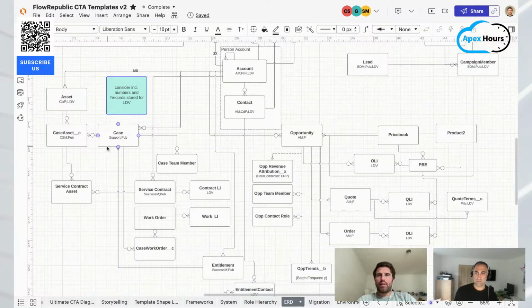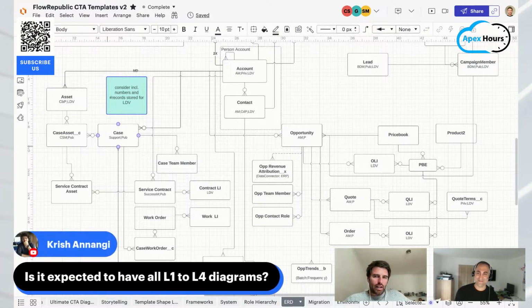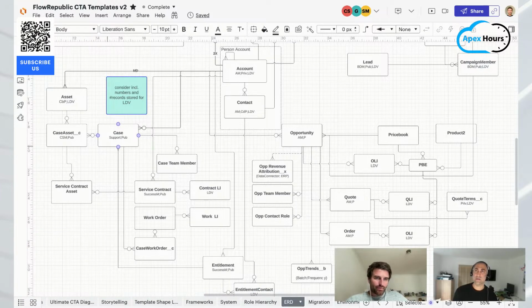Okay. Sam, we had one question here in the chat, which was, is it expected to have all L1 to L4 diagrams? I have to say, I have no clue what an L4 diagram is. So I think this is a reflection also on the Salesforce diagramming framework, where you've got the big picture and then you've got the next level down. You end up with a double click at the lowest level.